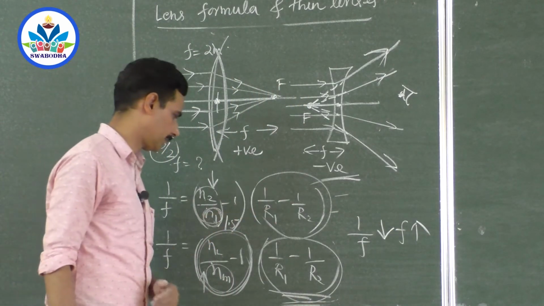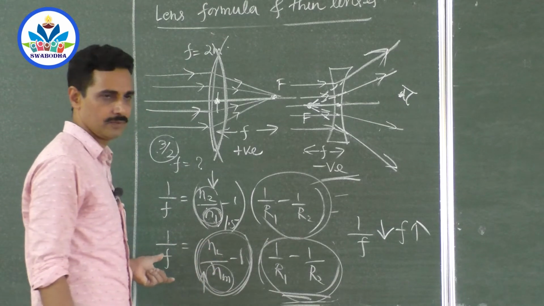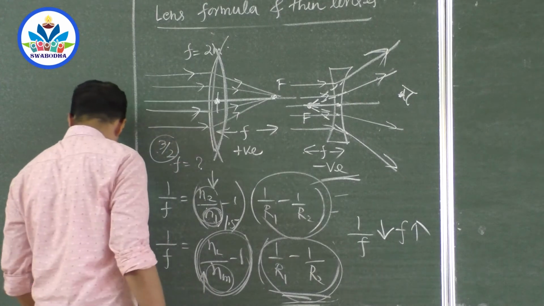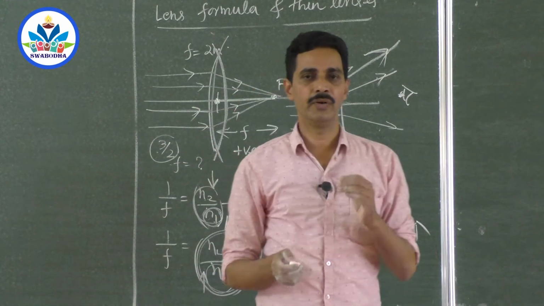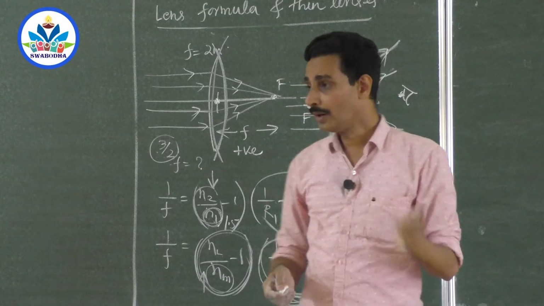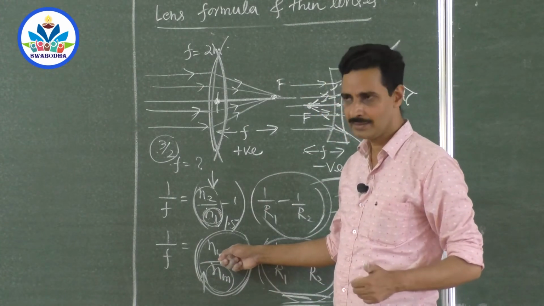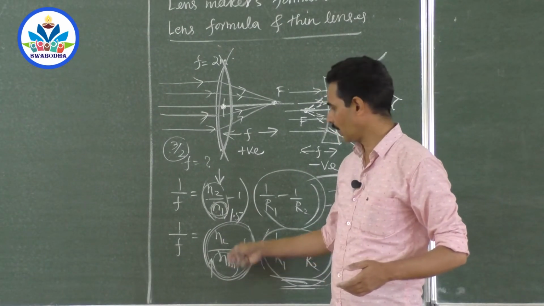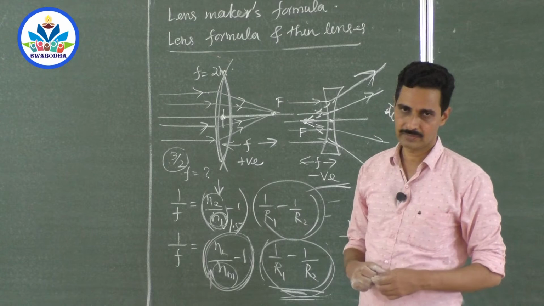That is the beauty of this formula, and both factors take a role in deciding the focal length of the lens. So in a theory exam, if you get a question like this: on what factors does the focal length of a lens depend? The focal length of a lens depends on the refractive index of the lens material, the refractive index of the surrounding medium, and the radii of curvature of the two surfaces of the lens.